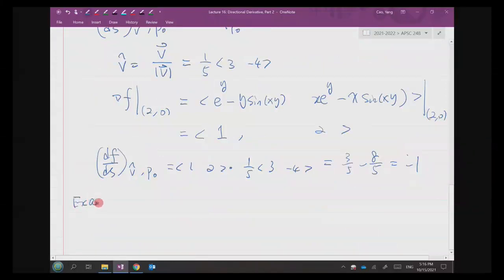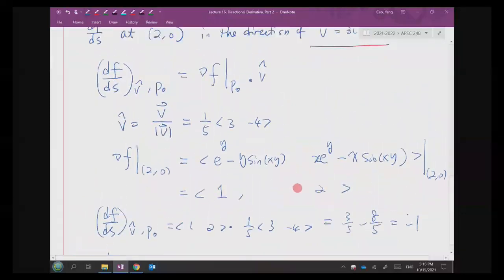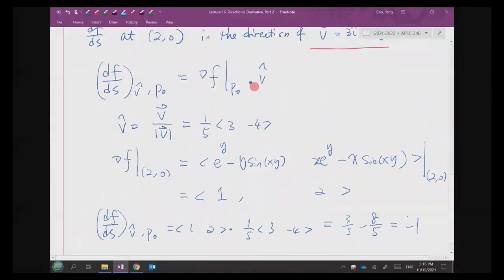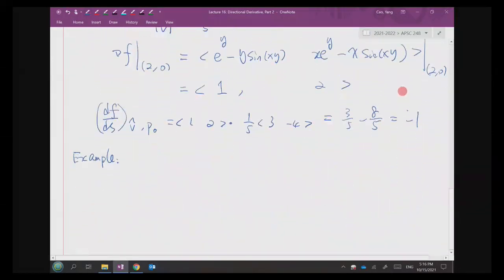Okay, so I want to show you one more example. As you can see, with the directional derivative calculation, even if you don't understand what this exactly means, everybody can get a gradient and then you dot the unit vector, right? So you get a gradient. So the computation is very straightforward. This one here, I just want to give you a little bit of connecting the dots.